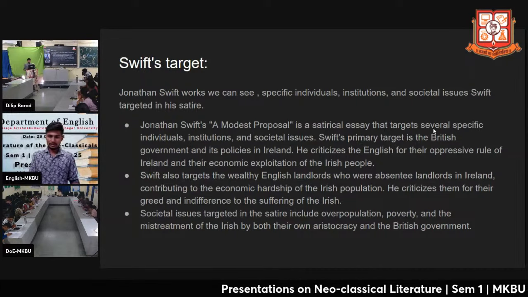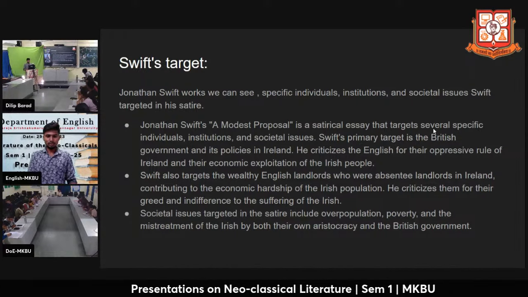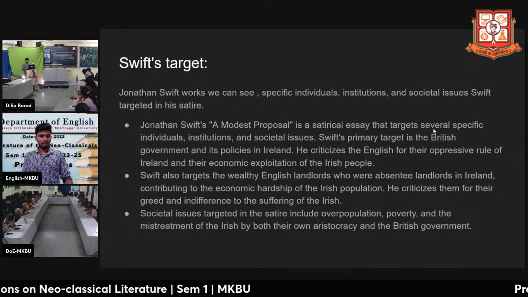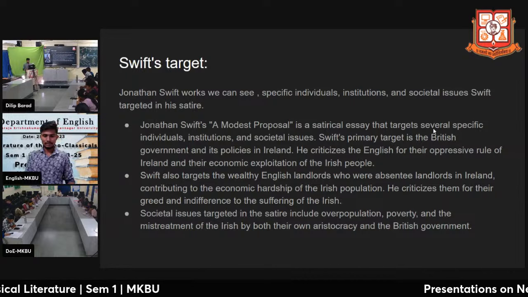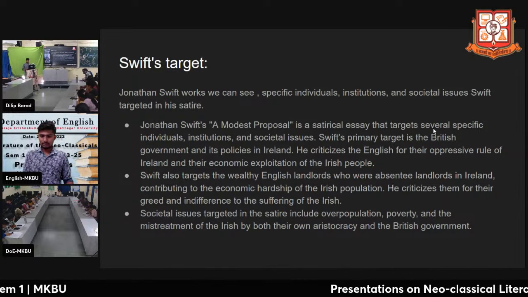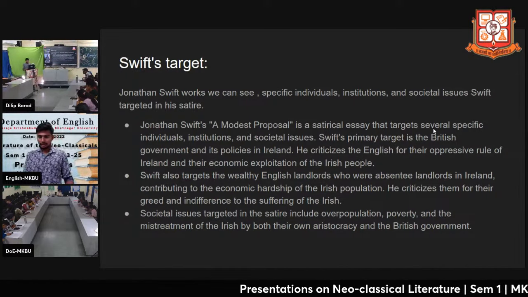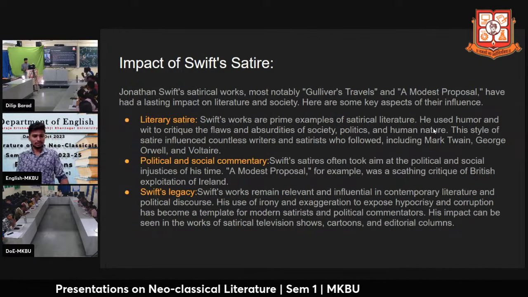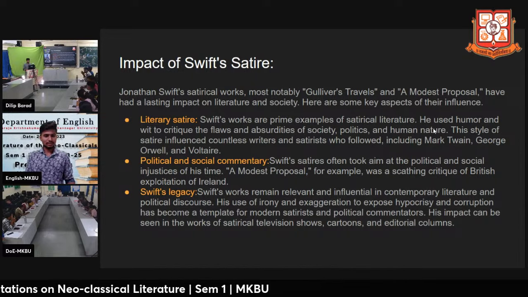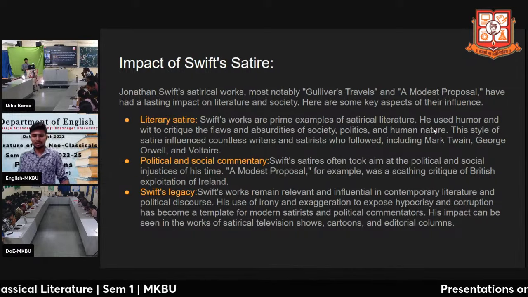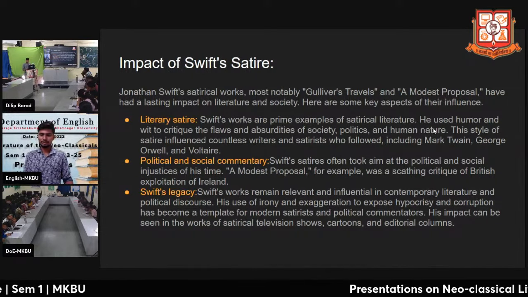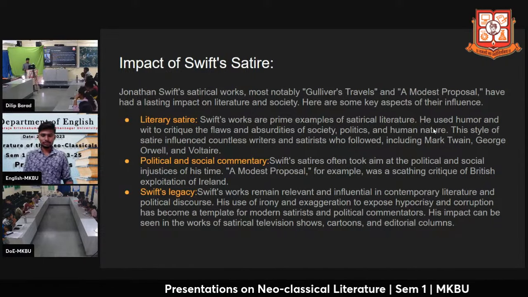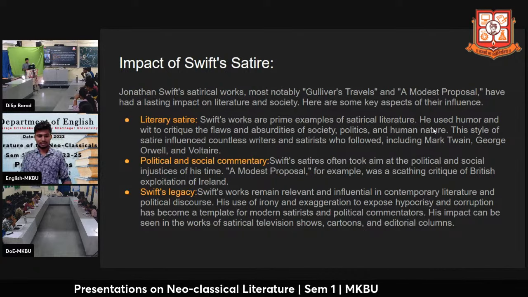Swift's primary targets were the British government and politics in Ireland. Swift also targeted wealthy English landlords who were absentee landlords in Ireland. Impact of Swift's satire. First, literary satire. Swift's works are prime examples of satirical literature. He used humor and wit to critique the flaws and absurdity of society, politics, and human nature.